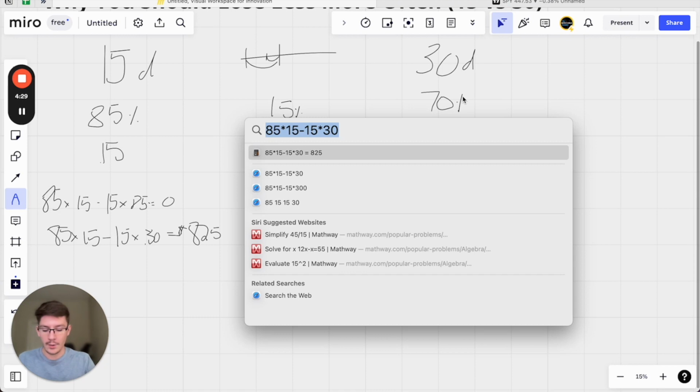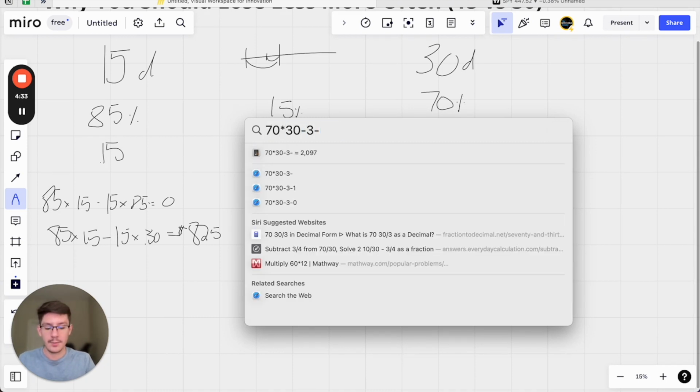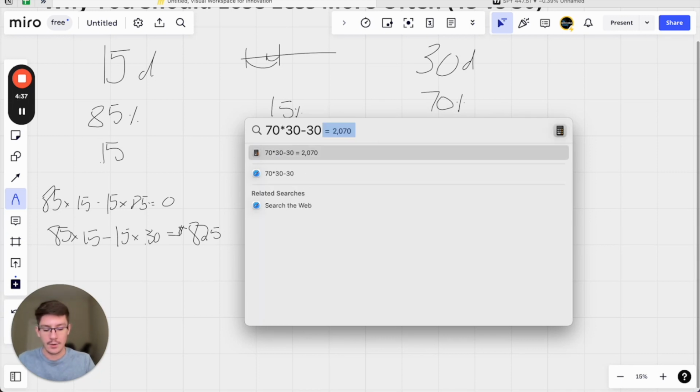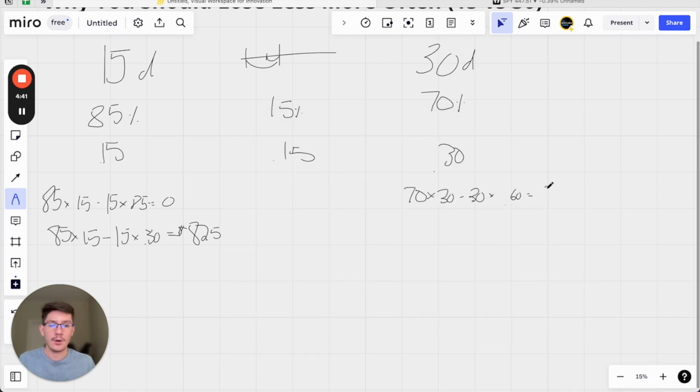Here we go. We have 70 times we win 30 each time, we lose 30 times, and we lose 60 each time. Oops, I did that wrong. Times 60 each time. That gives us a $300 long-term win rate.